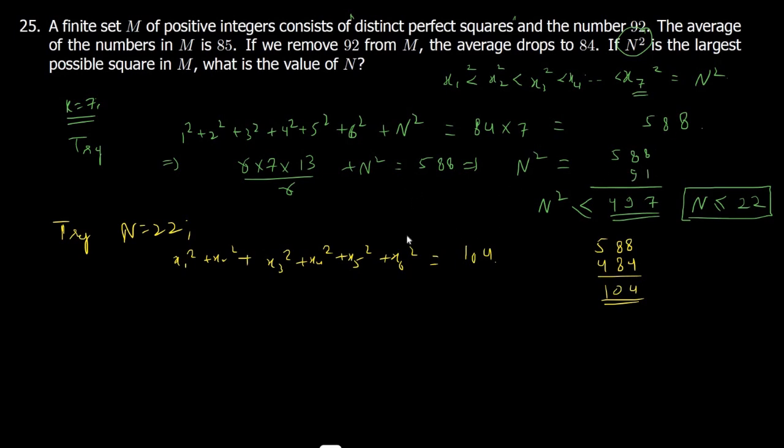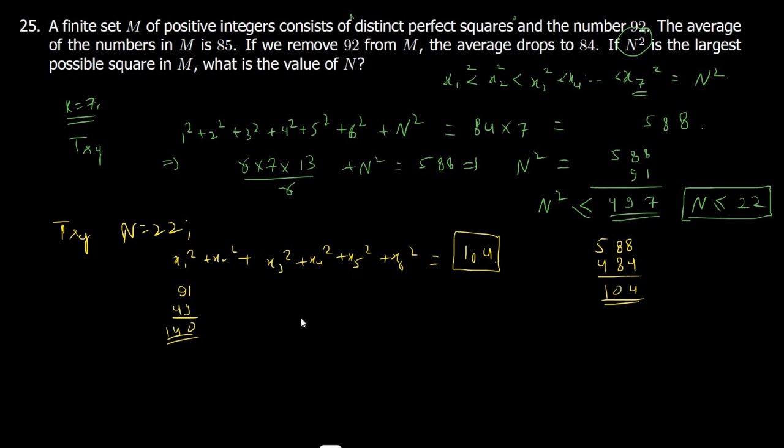What about the sum of squares till 7 square? If we add another 49 to 91, 91 plus 49 is how much? 0, 9 plus 4 is 13 plus 1 is 14. Now out of these 7 perfect squares, can I remove a single perfect square so that I get 104 as a sum? Yes, I can do that actually. If I remove 36, that is 6 square.